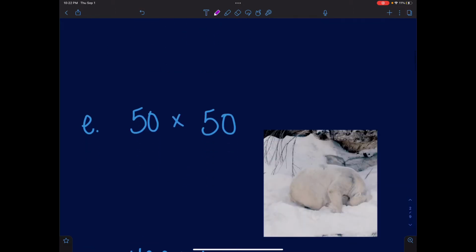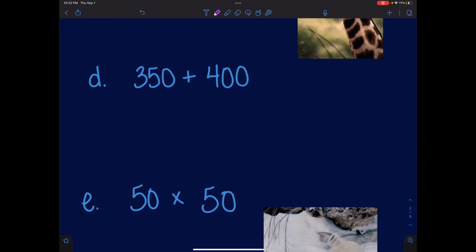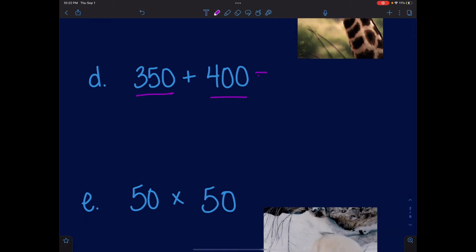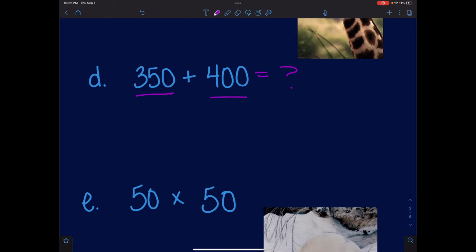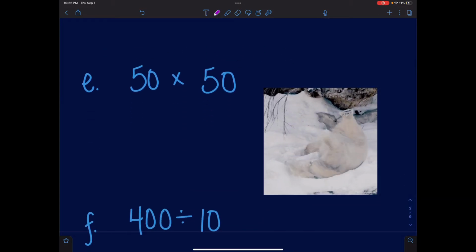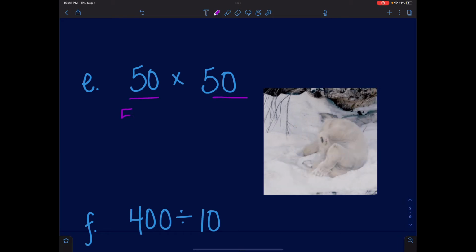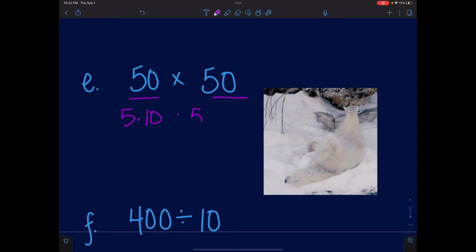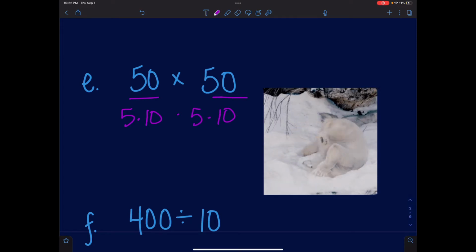All right, D. Let's see if you can do this one in your head. 350 plus 400. What is the answer? E, how about 50 times 50? Be careful on this one. Sometimes all those zeros can be tricky. Remember, it's 5 times 10 times 5 times 10. I don't know if that helps.